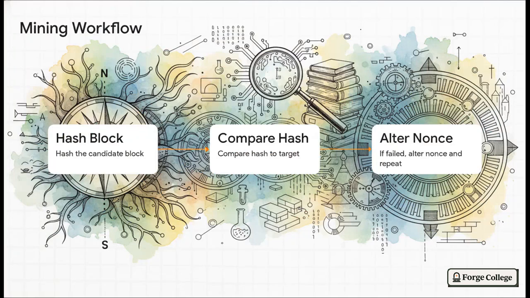So miners methodically iterate through this exact workflow. Step 1, hash the candidate block. Step 2, compare that hash to the network's target odds.